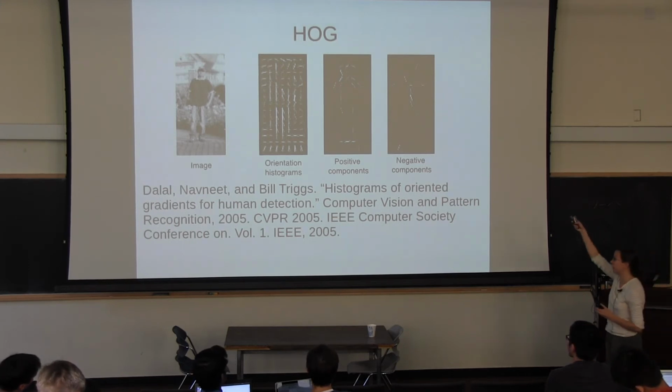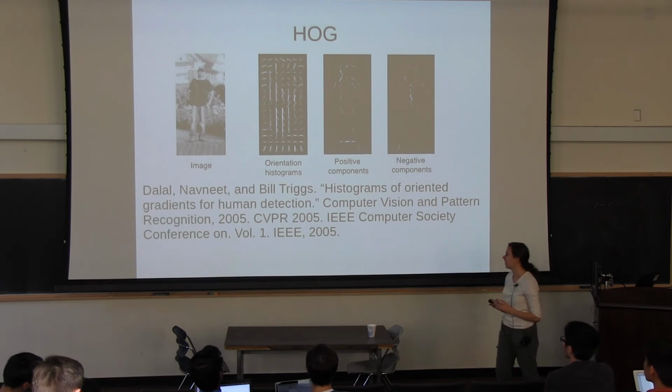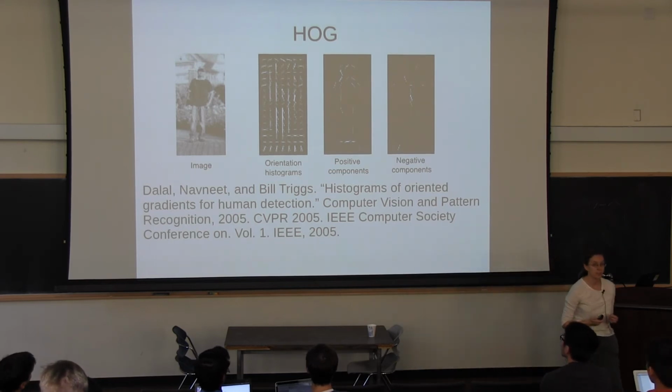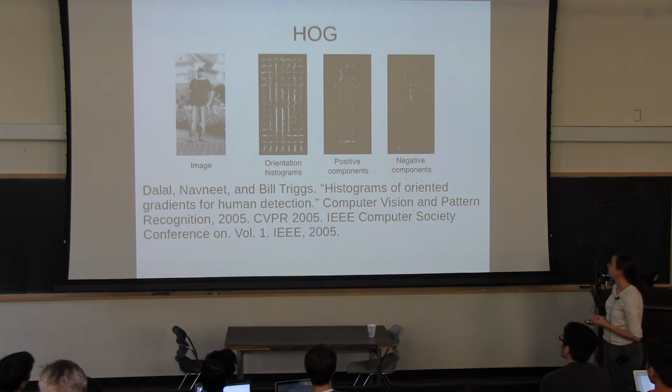This is something people use a lot to get HOG types of features, histograms of oriented gradients, to get good performance in computer vision. There are 7,000 some citations for this one.